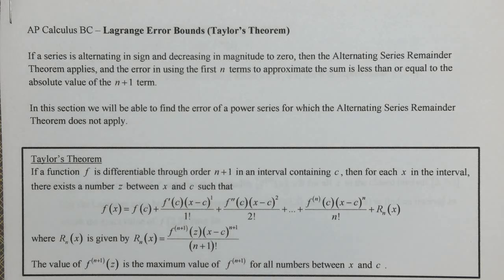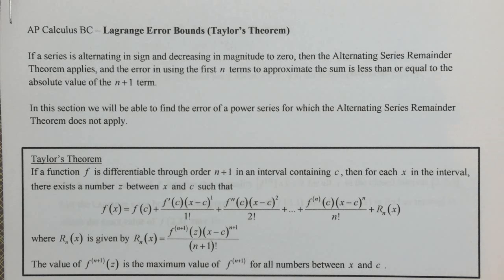Today we will be talking about errors again. We talked about errors in our last unit when we were using the alternating series remainder theorem. Back then, we had a series that was alternating in sign, decreasing in magnitude to 0. And so if we used, say, 5 terms in an approximation, then we would be using the next term in the series as the upper bound of the error. So that would be the most that the error could be in making that approximation.